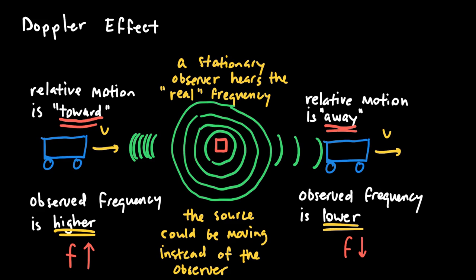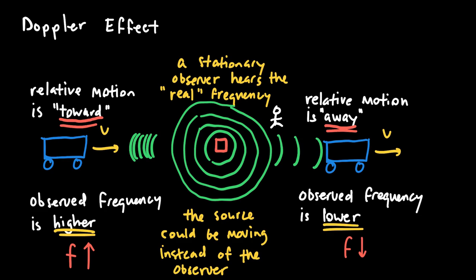Now, a couple of final points about the Doppler effect. First, this top point, which is written in yellow: somebody who's a stationary observer just standing there would observe the real frequency, or the true frequency, or the frequency that the speaker is actually emitting. There's no motion relative to the speaker, and so therefore they just observe the actual frequency.